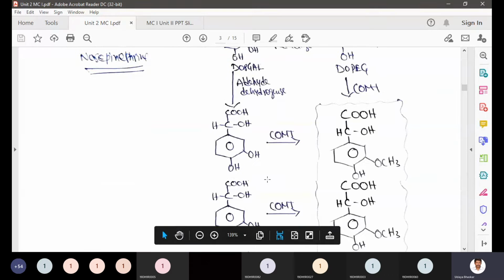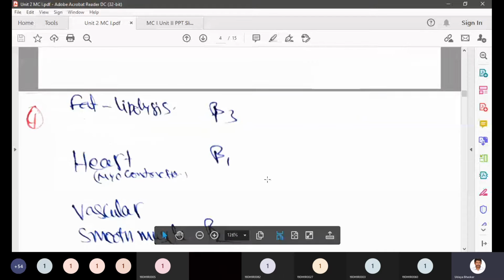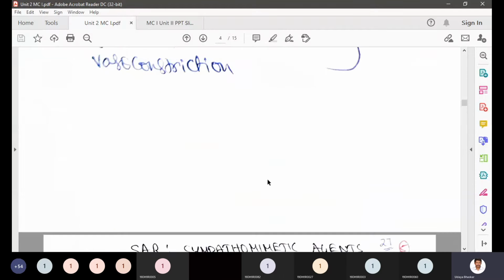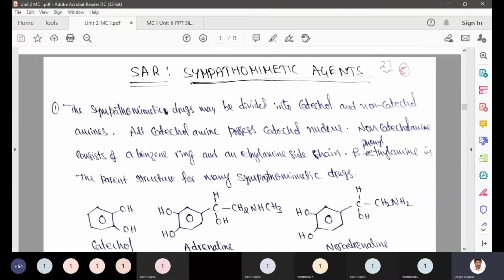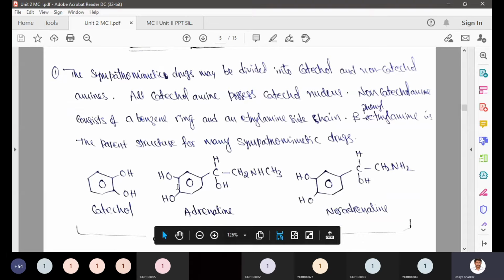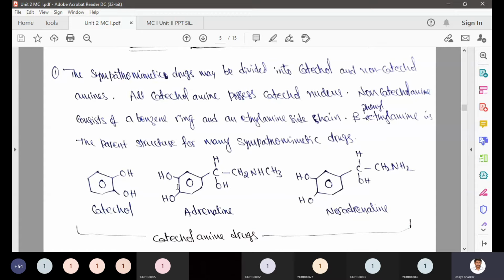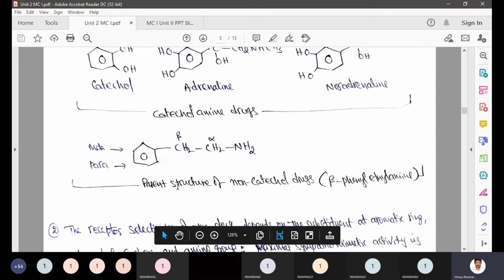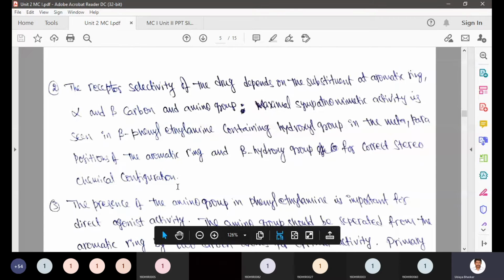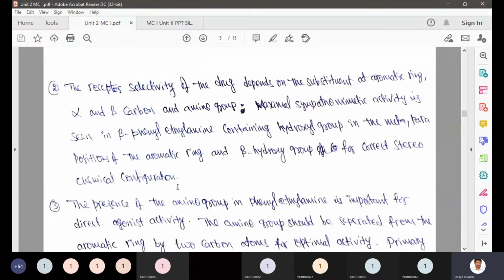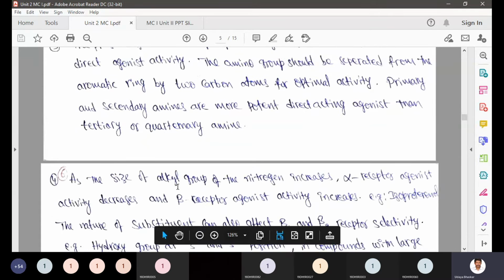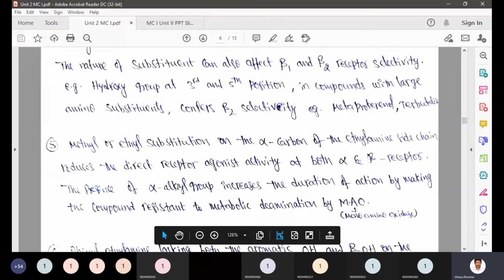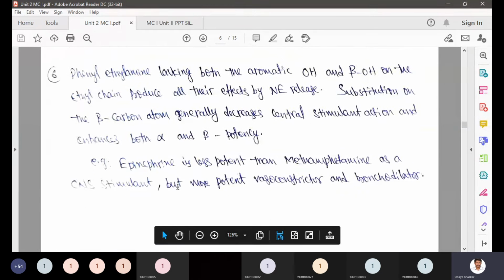Then this is the description of metabolism of catecholamines, receptor distribution we saw. Then we saw the structure activity relationships. So sympathomimetic drugs may be divided into catechol and non-catecholamines. That means the catechol ring is somewhat modified. These are the parent chain of the sympathomimetics. Which positions will make their selectivity towards either alpha or beta is discussed. What changes need to be done, and what changes are not preferred, are discussed in structure activity relationships.